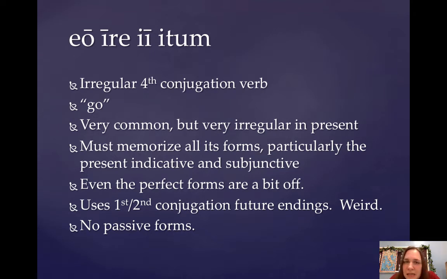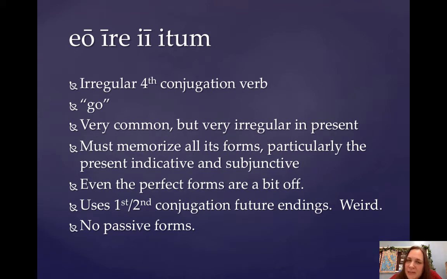You have to memorize all of its forms, specifically the present indicative and the present subjunctive, because they're going to be irregular. Even the perfect endings can be a little bit off. Not that they form incorrectly, because remember, the perfect works the same way for all conjugations. It's just that the perfect stem is sometimes just an i, sometimes ivi.